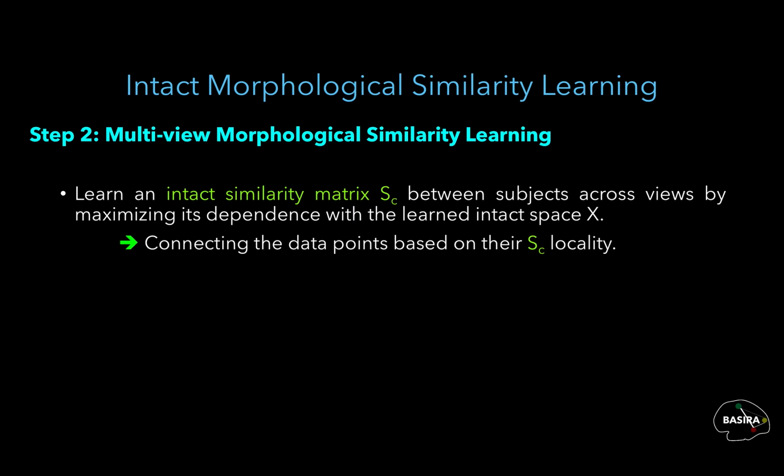In other words, we aim to connect the data points based on their locality derived from the learned similarity matrix, so that only the nearest neighbor's observations of a specific point can be connected to this point rather than all other observations.